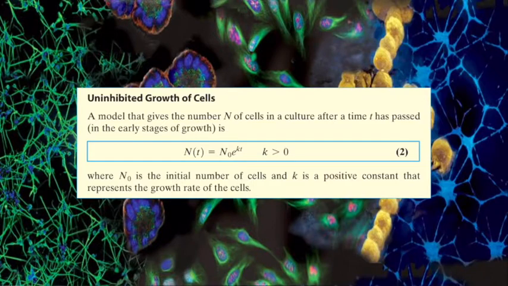One thing that can be modeled with exponential growth is the growth of cells, such as bacteria or cancer cells. I think in class I talked about kombucha. A model that gives the number n of cells in a culture after time t has passed is n of t equals n naught e to the kt, where n naught is the initial number of cells, and k is a positive constant that represents the growth rate of cells. It's a positive constant because the cells are growing, they aren't dying.